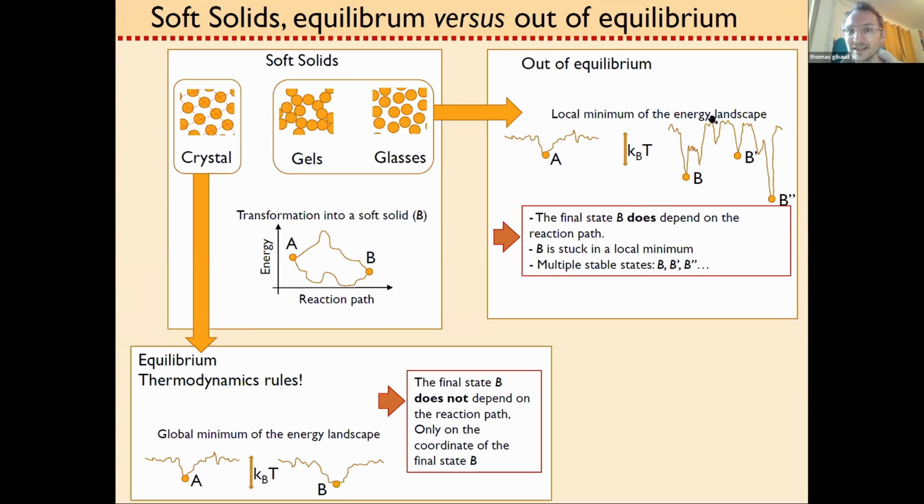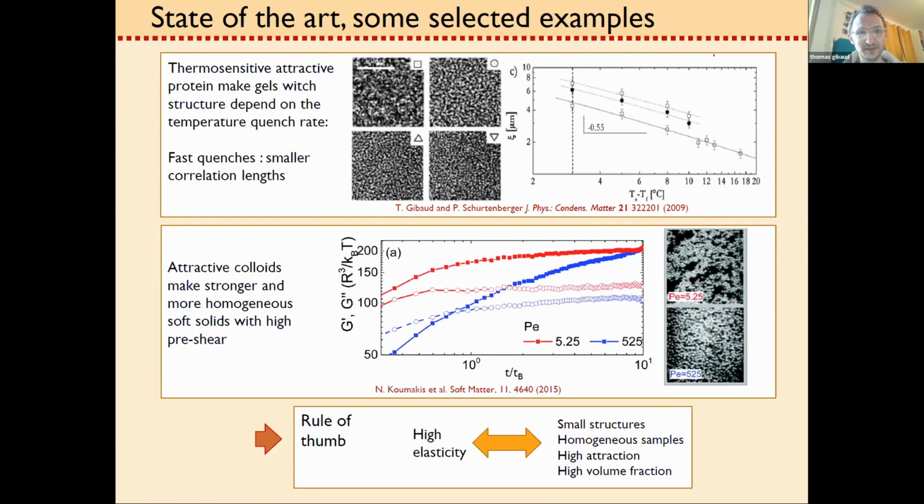And so it's out of equilibrium. The thing is that the landscape here has plenty of local minima, and the system can be stuck in one of them. And that's what gives this out-of-equilibrium arrested state. And you can have multiple states which are out of equilibrium. That's why these gels and glasses are very rich in terms of structure and dynamics, especially the gel state, which I'm going to focus on later.